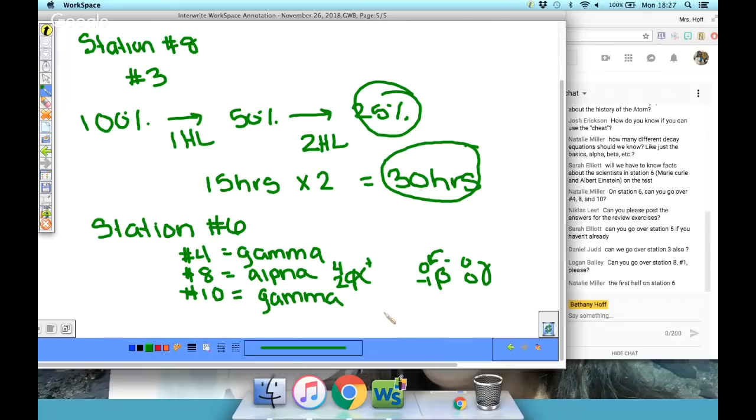So as it goes through that magnetic field, if we have something that's positive here and something that's negative here, a gamma ray that goes through is not going to bend. A beta particle is going to bend towards the positive because negatives attract. An alpha particle is going to bend towards the negative because it's positive, so it's going to be attracted to that.